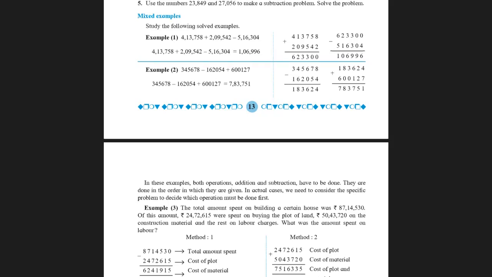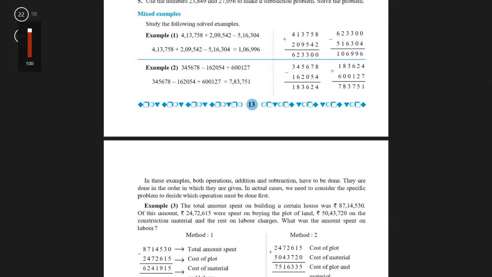So 4,13,758 plus 2,09,542. When you add, it's normal addition, you get 6,23,300. Now from this sum, you're going to subtract 5,16,304. Normal subtraction. So you get 1,06,996.